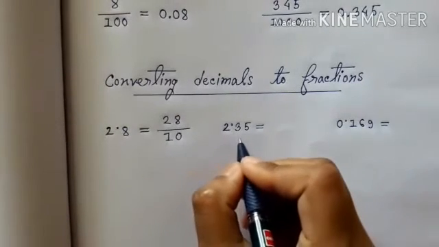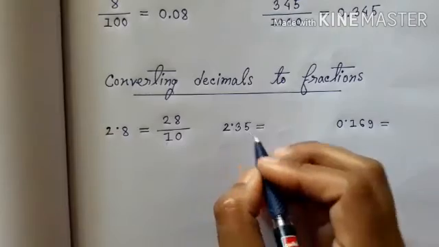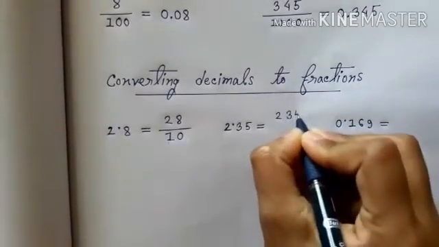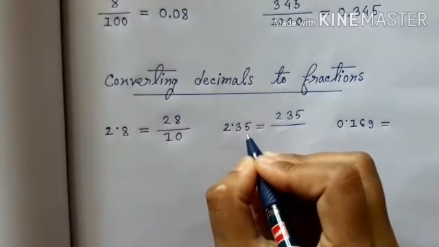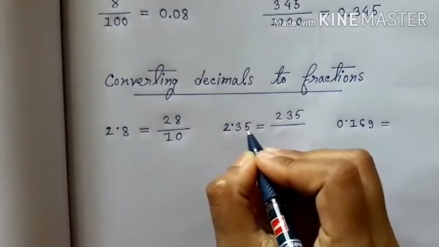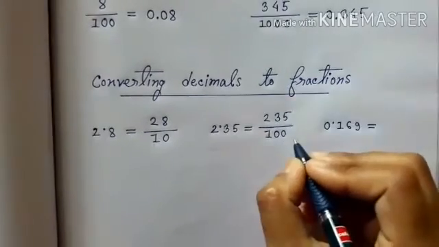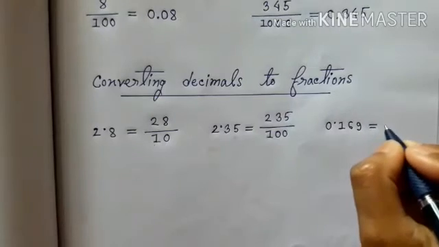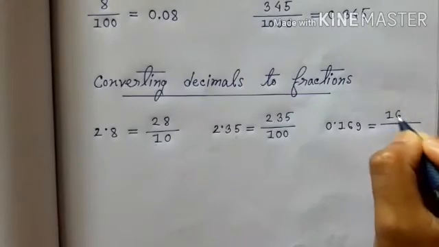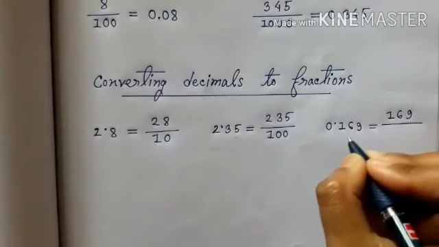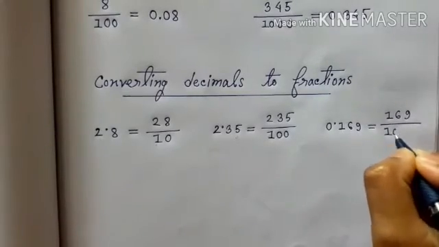Okay. Now look at here, we have to rewrite the number without the decimal point. Okay, so it will be 235. Now we have to count the decimal places. Okay, so there are two decimal places, right? So we have to write two zeros. Next, in the same way, rewrite the number without the decimal point, 169, and then count the number of decimal places: 1, 2, 3. So we have to write three zeros.